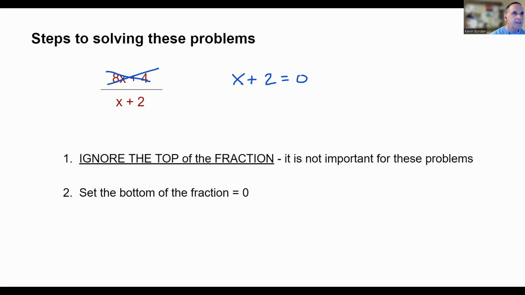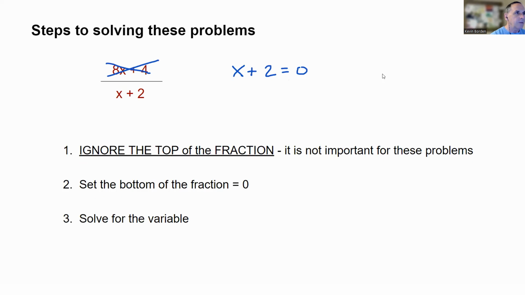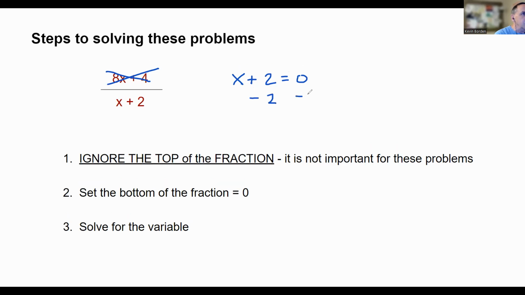And then the next step is to solve for the variable. So we're going to use algebra here to solve for x. In this case, it's pretty simple. We're going to subtract 2 from both sides, cancel that out, and we get x is equal to minus 2. That's the number that we're looking for, because if we substitute that back in, we would get negative 2 plus 2. That would be 0, and we can't divide by 0. That's what makes an expression undefined.